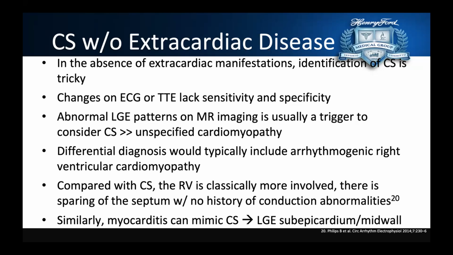We can consider arrhythmogenic right ventricular cardiomyopathy. But in this case, compared with cardiac sarcoid, the RV is classically more involved. There's sparing of the septum and no history of conduction abnormalities. You can also think about myocarditis, right? It can mimic cardiac sarcoid. You can present with late gadolinium enhancement in the subepicardial mid-wall as well. But usually patients with myocarditis have a more acute presentation. It can also be triggered by a viral prodrome, or it can be more aggressive in the setting of giant cell myocarditis.